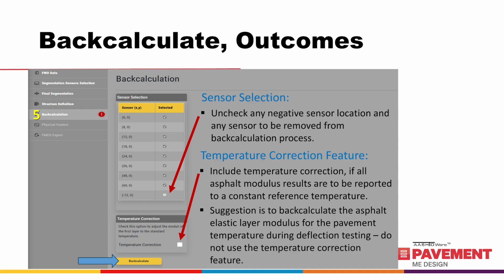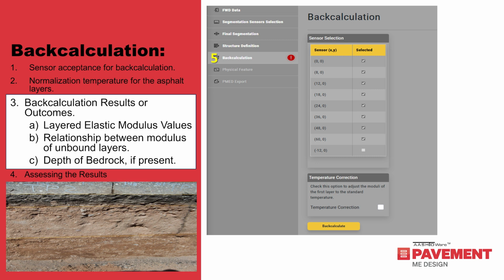The results of the back calculation process is the topic of this session within Module 4. The next topic within this session is back calculation, results or outcomes. The items covered in this part are listed on the slide and include layered elastic modulus values, relationship between modulus of unbound layers, depth of bedrock if present.